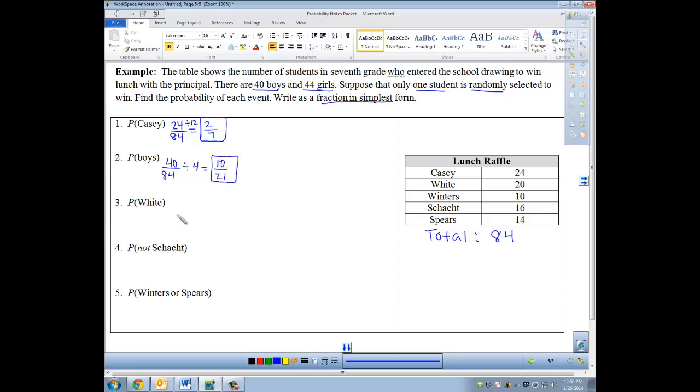Number 3, probability that someone from Mrs. White's class is going to win. 10 students participated out of total 84. We can divide both numbers. Oh, I'm sorry. I looked at winners. 20. So divide both by 4. We're going to get 5 over 21.